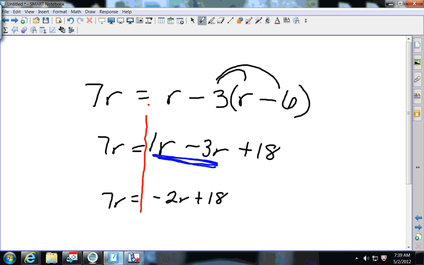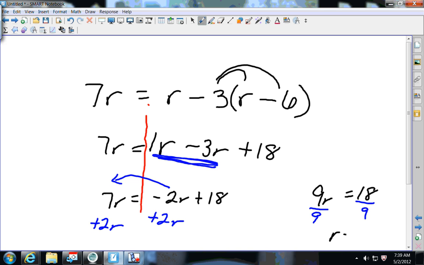Now, one of the mistakes is I need to move this negative 2R to the left-hand side over here. I need to put my R's together. I cannot just put it over there and make it 5R. That's one of the mistakes I see. To move it over there, you have to do the opposite, and you have to add 2R to each side. I get 9R equals 18. From here, I need to divide by 9, and I get R equals 2.